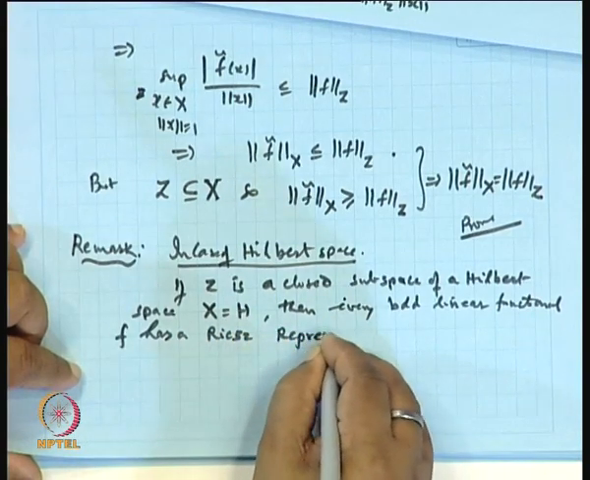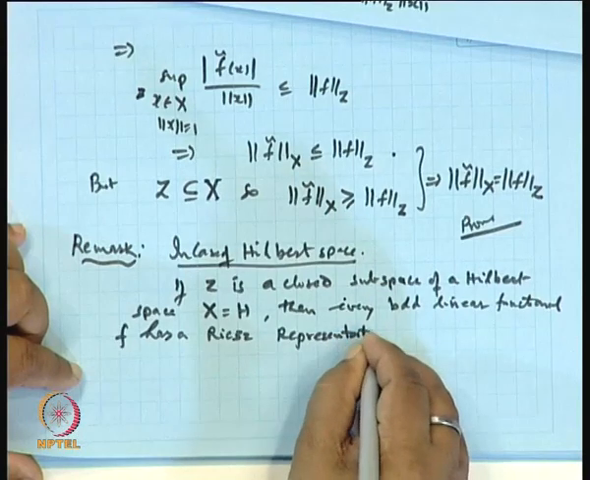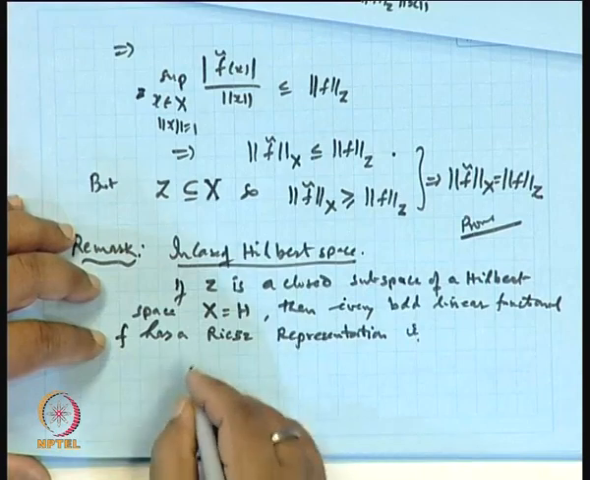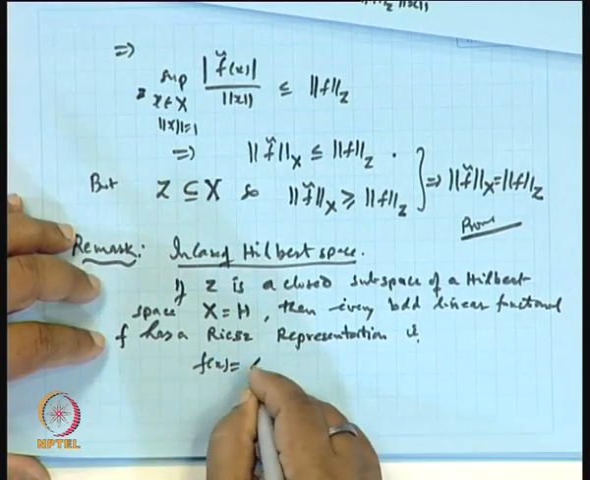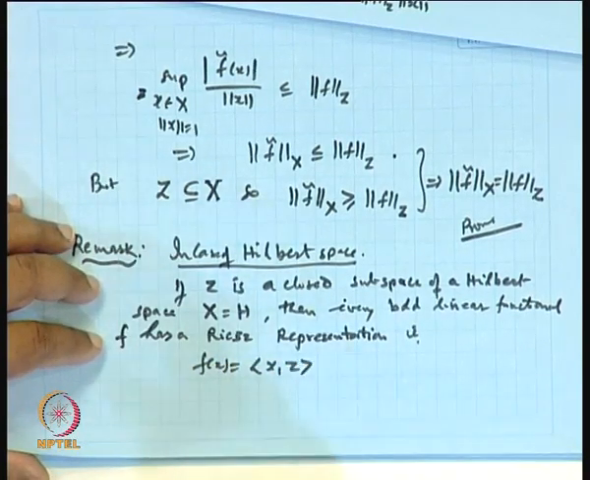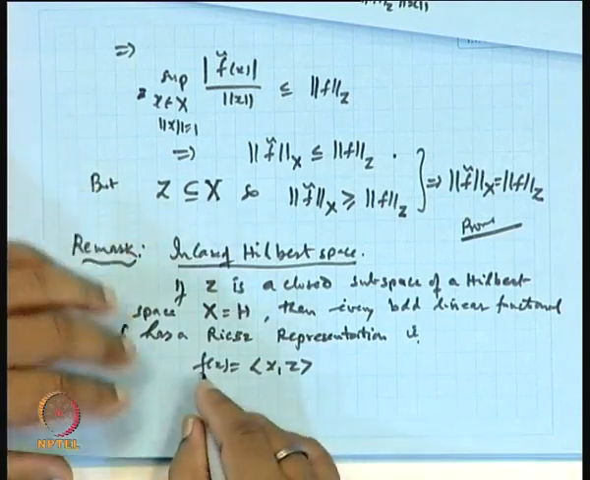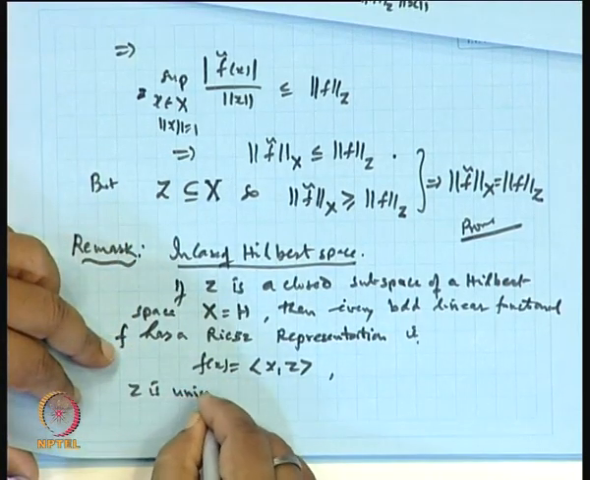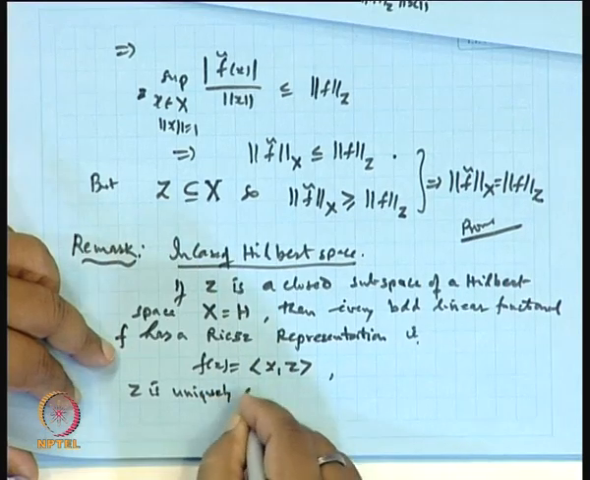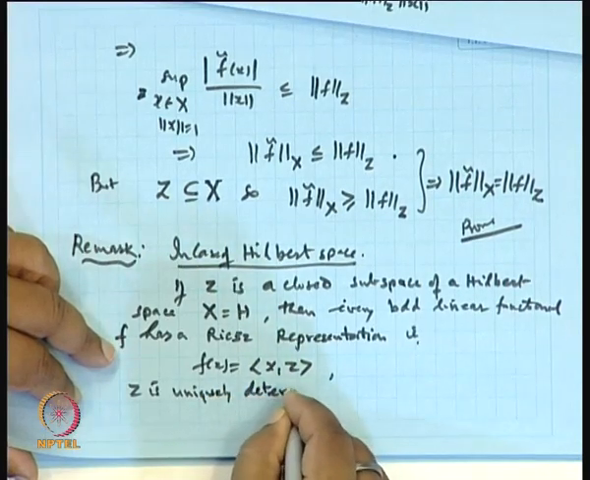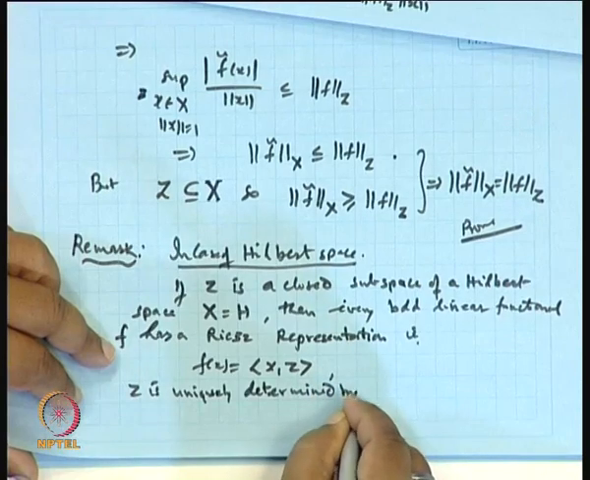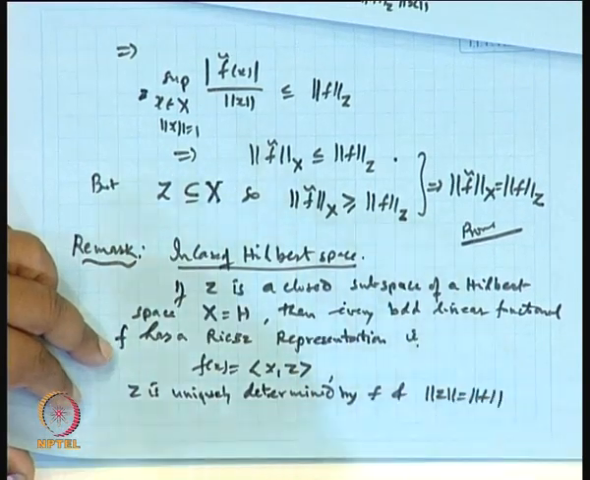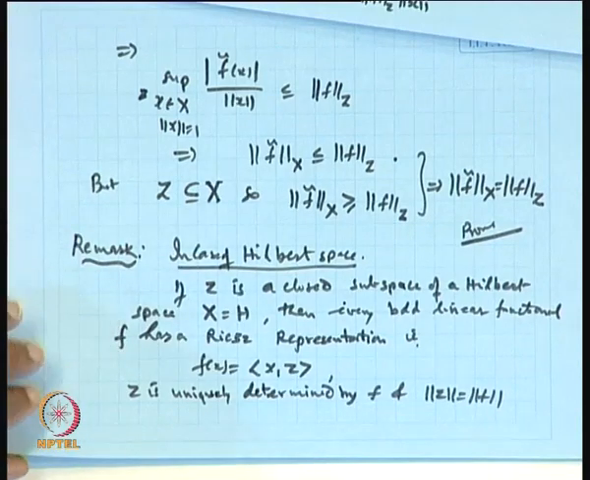This we have already discussed. That is, every bounded linear functional f(x) can be expressed in terms of the inner product ⟨x, z⟩, where z is uniquely determined by f and norm of z equals norm of f. This is by the Riesz representation theorem.